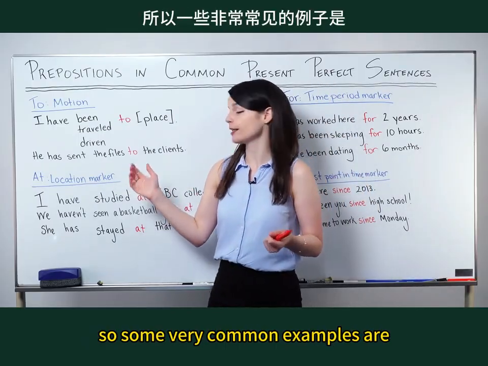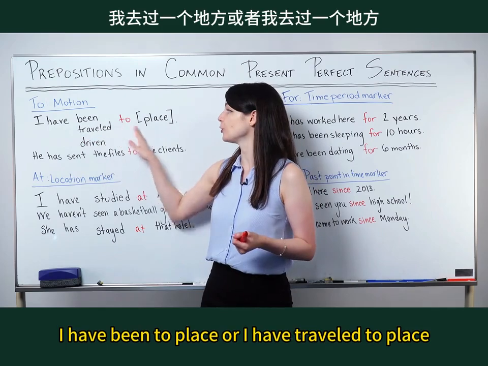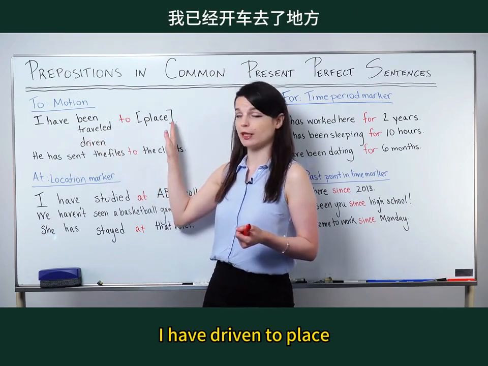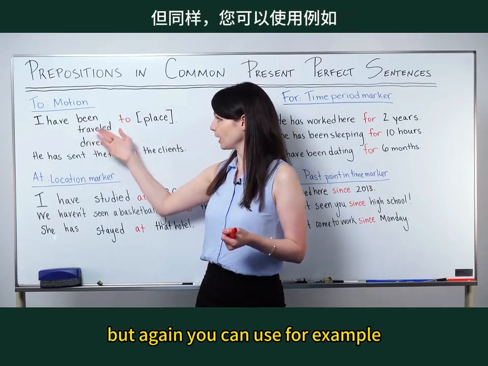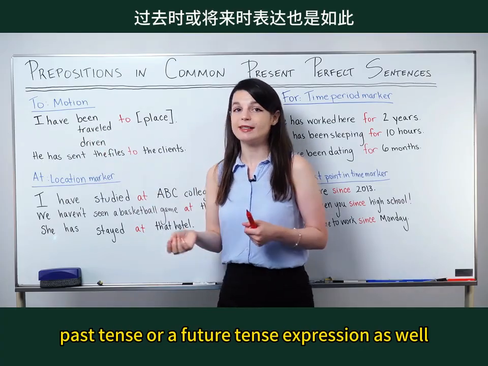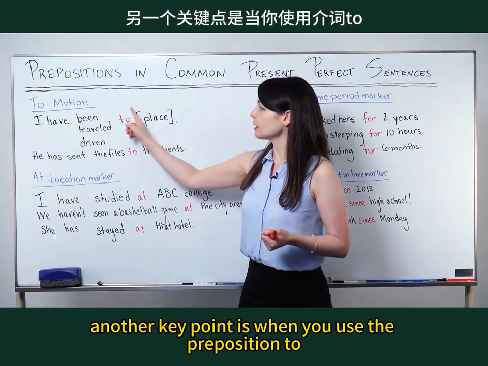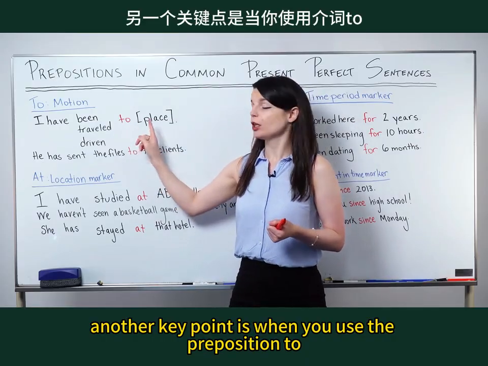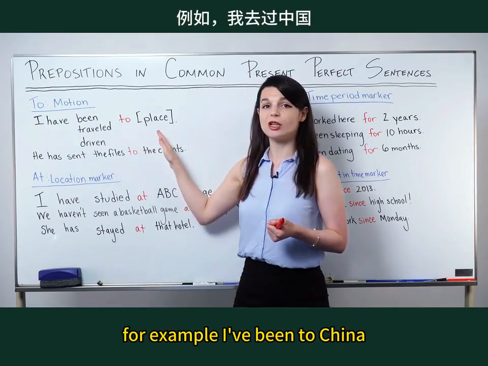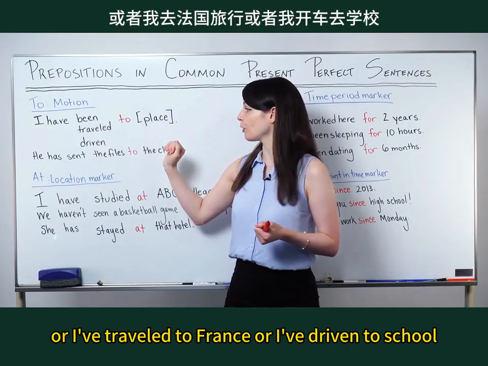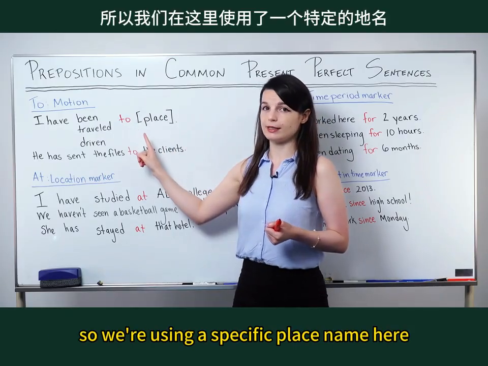Some very common examples are, I have been to place, or I have traveled to place, I have driven to place. For this lesson, these are all the past participle forms of the verbs, but again, you can use, for example, past tense or a future tense expression as well. Another key point is when you use the preposition to, you need to use a specific place name. For example, I've been to China, or I've traveled to France, or I've driven to school. So we're using a specific place name here.